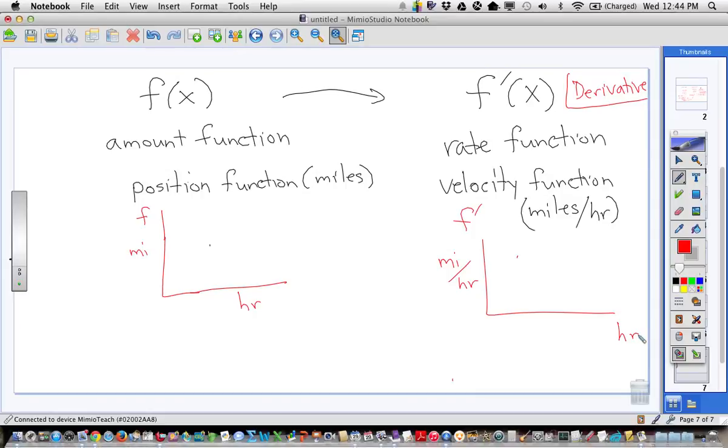And now you can see why acceleration is miles per hour squared. Because if you do another derivative here, you take these y units, miles per hour, divided by those x units, hours, so you get miles per hour per hour. Okay? It's the rate of change. All right, so the derivative graph is always going to be these y units divided by those x units for its y units.